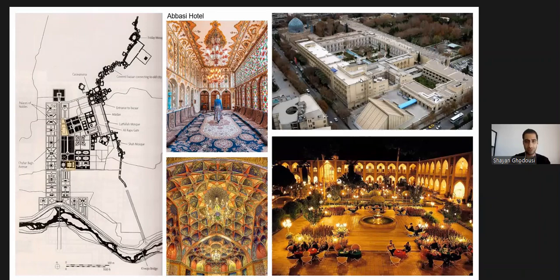Abbasi Hotel is another important element alongside Charbagh Avenue, which is the oldest hotel in Iran. This 300-year-old mansion is one of the greatest architectural phenomena of Isfahan. Abbasi Caravanserai was built in 1695 under the command of King Sultan Hussein in the Safavid dynasty.